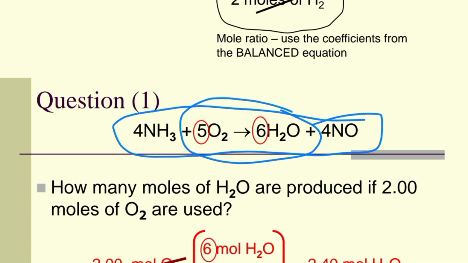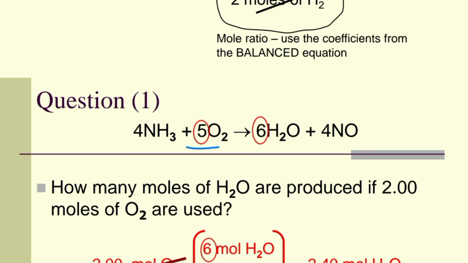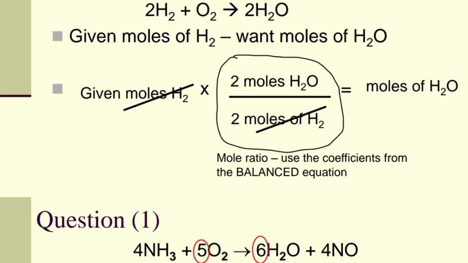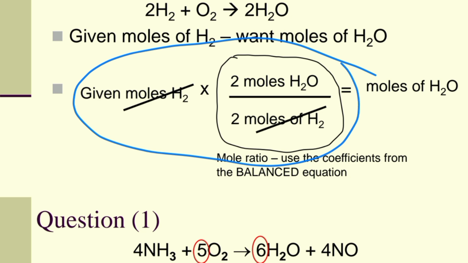Probably in almost every exam you will be given the balanced chemical equation. If not, you have to balance the number of atoms on both sides of the equation. Here is the balanced chemical equation: if we have 5 moles of O2, it will produce 6 moles of H2O. So this is the equation, and this is the whole process.